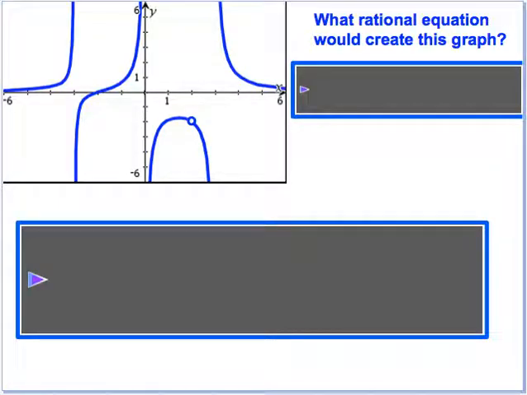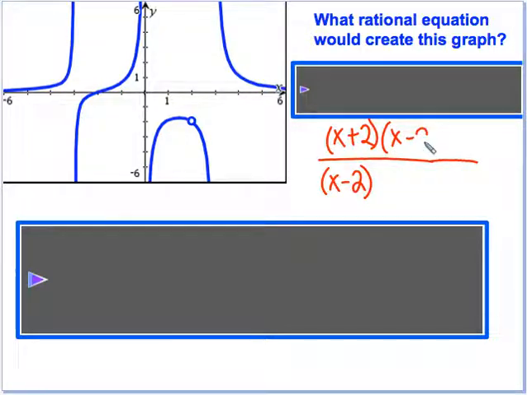And then let's look at another one. What rational equation would create this graph? Well, first of all, you need to look at your x-intercepts and your removable discontinuity. So you have an x-intercept at -2. So in the numerator, you'd have x plus 2. And then in the denominator, you have a removable discontinuity. It looks like +2. So you would have this in the denominator and the numerator.